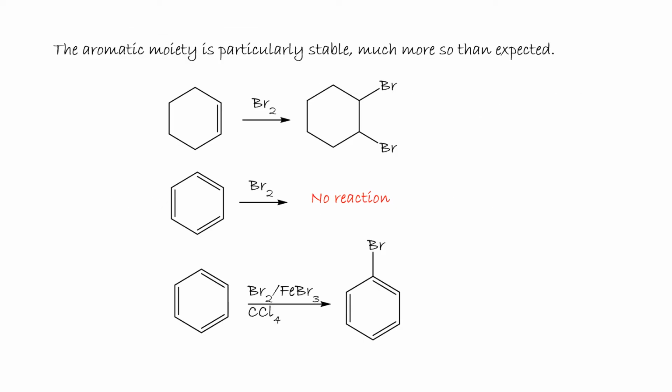The aromatic moiety is particularly stable, much more than expected. So if we have an alkene and we add bromine, the brown color liquid disappears, and the product is an addition reaction to give the dibromo compound. In benzene, no reaction. However, it reacts when we add a Lewis acid like iron(III) chloride.